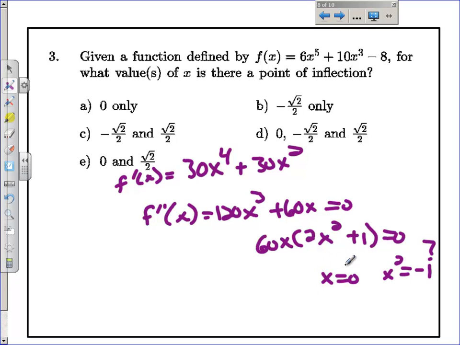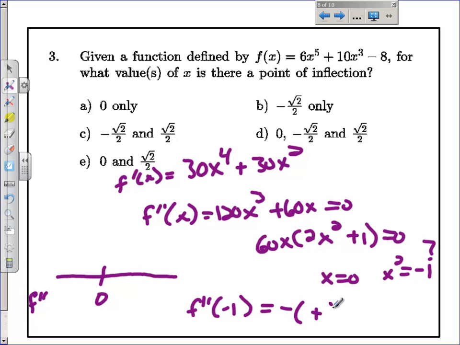Do our little number line, 0. And I'm going to check f double prime to the left, like f double prime at negative 1. That would be a negative times a positive, which would be a negative. So we know f is concave down. And then if we try it to the right, f double prime at like 1, I get a positive times a positive. So f double prime is positive, so it's concave up. Change in concavity happens at 0.